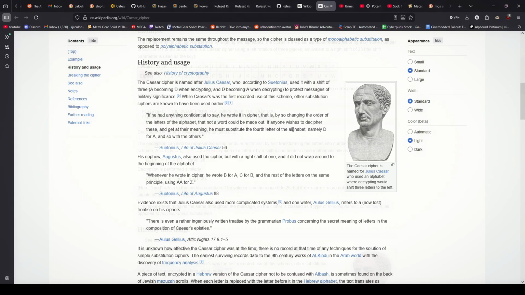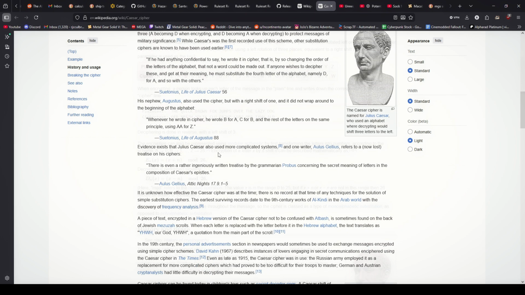If he had anything confidential to say, he wrote it in cipher, that is, by changing the order of the letters so that not a word could be made out. His nephew Augustus also used the cipher, but with a right shift of 1, and it did not wrap around to the beginning of the alphabet. Evidence exists that Julius Caesar also used more complicated systems, and one writer, Aulus Gellius, refers to a now lost treatise on his ciphers.